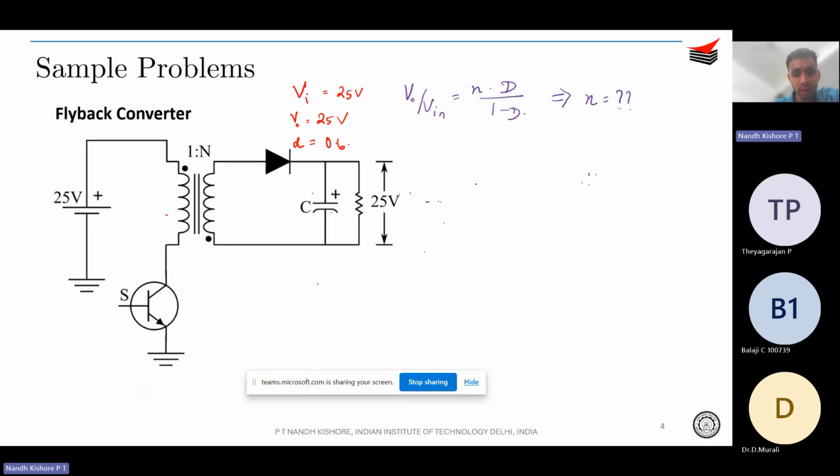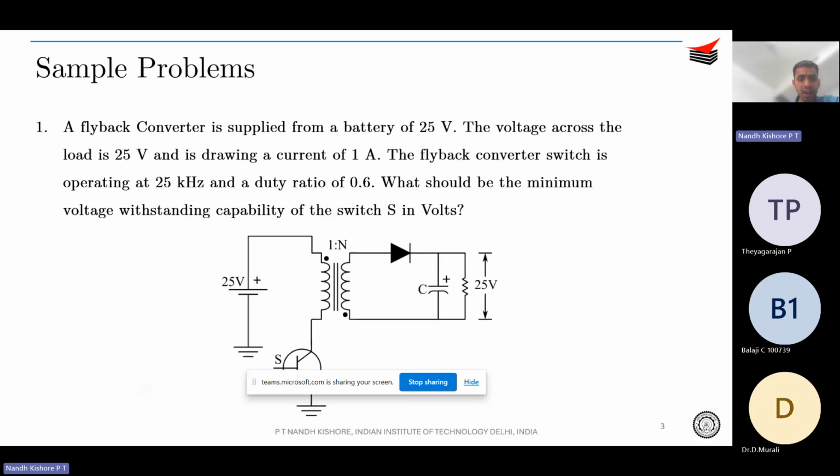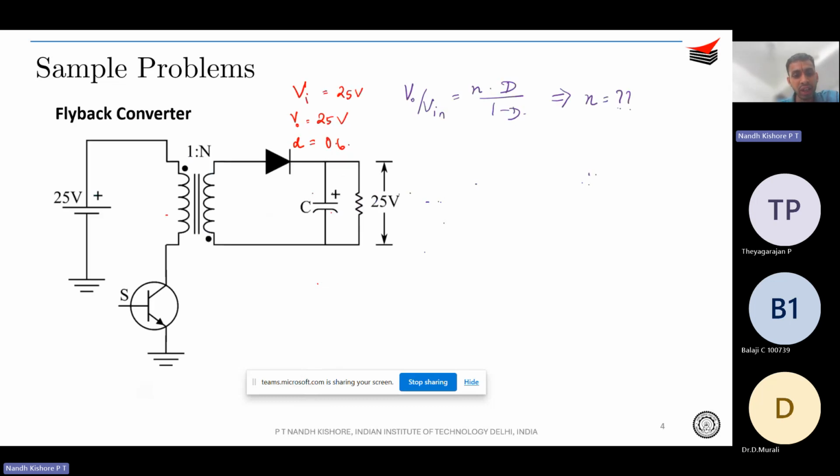And also, the question that is asked is what the voltage withstanding capability of the switch is. So you will know that the voltage across the switch is going to be the voltage that appears when the switch is in the off state, right? So in case you don't know, the value is actually Vi plus V naught over N. But no need to worry in case you don't know. What you can do is draw the circuit of the flyback converter and draw its equivalent circuit when the converter is in the off state, correct?